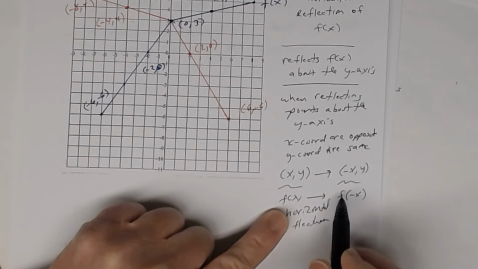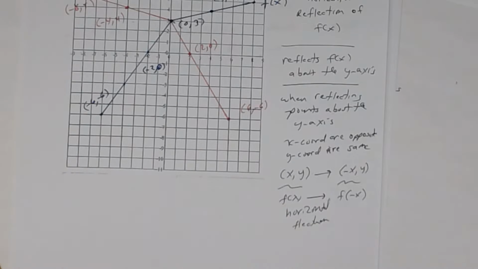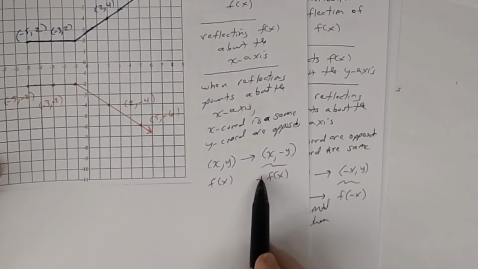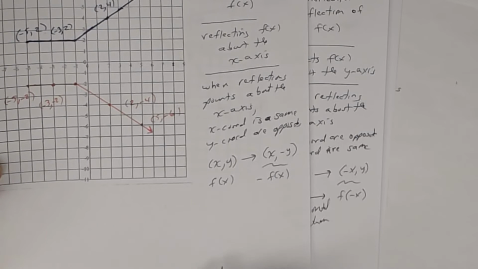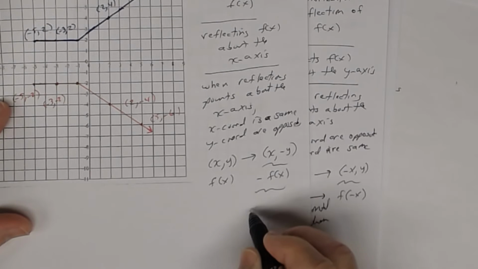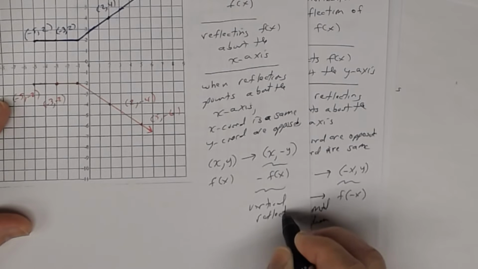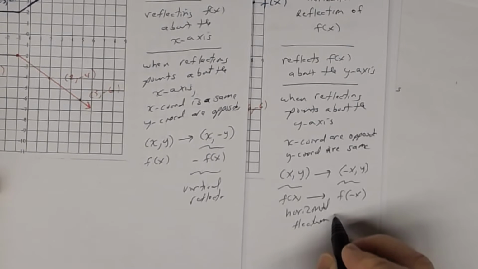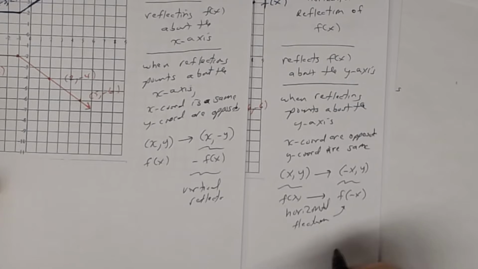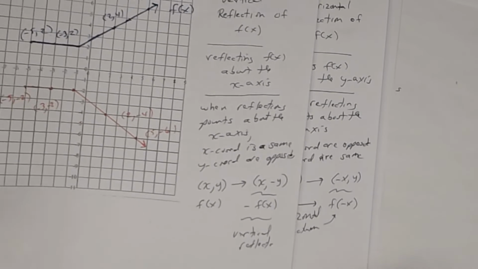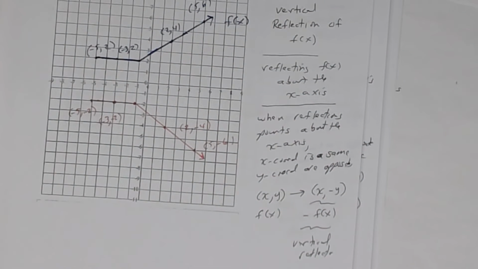So whenever you see f of negative x, that means this is a horizontal reflection. When you see the opposite of f of x, that means that's a vertical reflection. So the opposite of f of x is a vertical reflection. F of negative x is a horizontal reflection. Okay? All right.